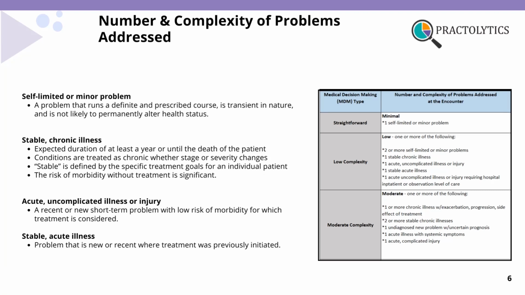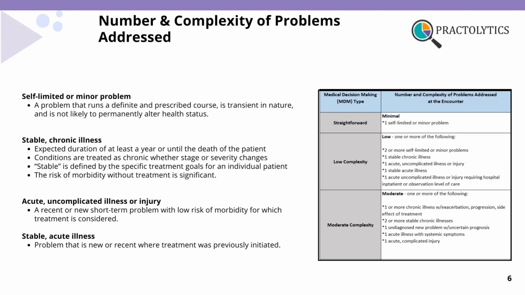The next one is stable chronic illnesses. These are conditions for which the expected duration is at least a year or until the death of the patient. So chronic conditions generally are considered if they last for a year or more. And all such chronic conditions are treated the same irrespective of whether the stage or the severity changes. For example, uncontrolled diabetes and controlled diabetes are both considered a single chronic condition.